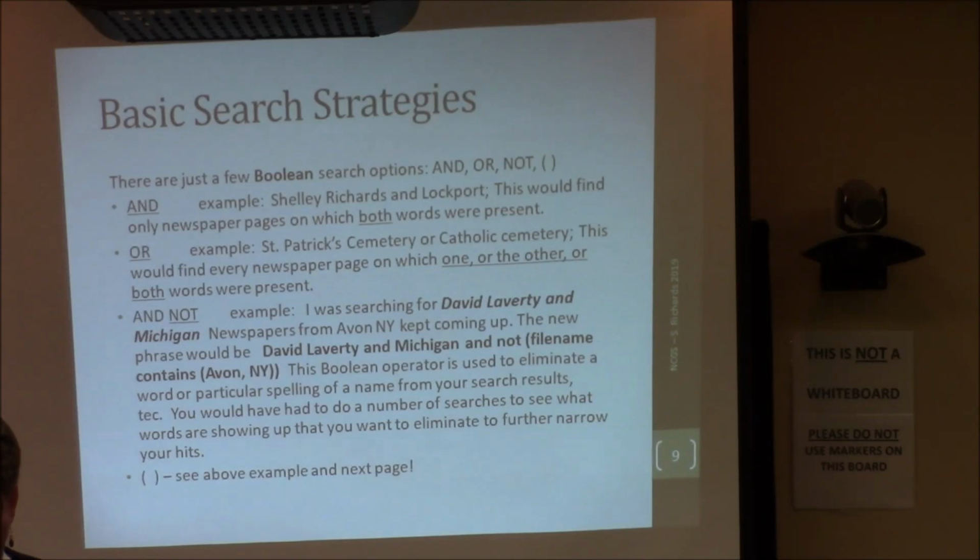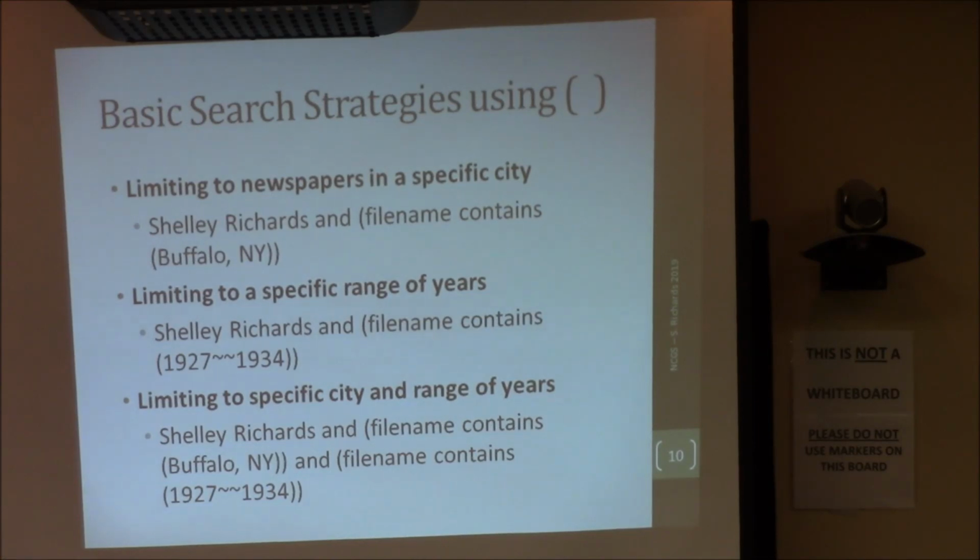Okay, now the parenthetics. I gave you the above example, and now let's go to the next page here. All right, here's some more basic search. This is the parenthetic stuff. This is really, really helpful because it really narrows down to certain newspapers, certain time frames, or a specific city in a range of years for a particular person. So if you want to narrow to a specific city, that's where that Excel sheet comes in real handy: the cities of the newspapers that he scanned.